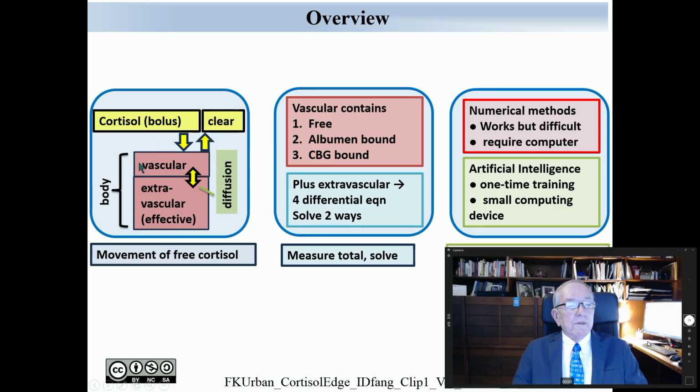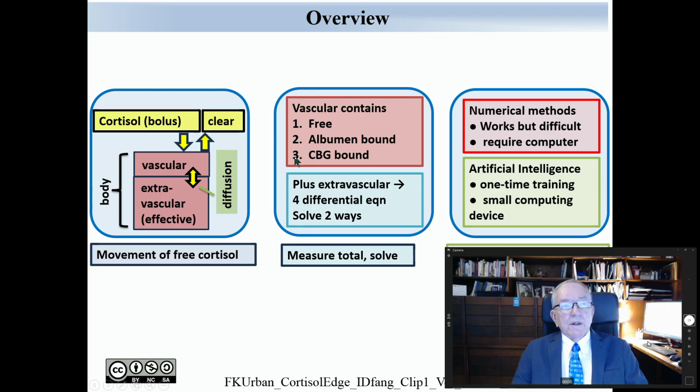So here we have a way of showing it, that the human body here, represented just by two rectangles, there's a vascular space, and then the extravascular space for our purposes. We'll insert a certain amount of cortisol into the vascular space. Some of it will diffuse into the extravascular and then later out, and then it will also clear. And the diffusion is the process between.